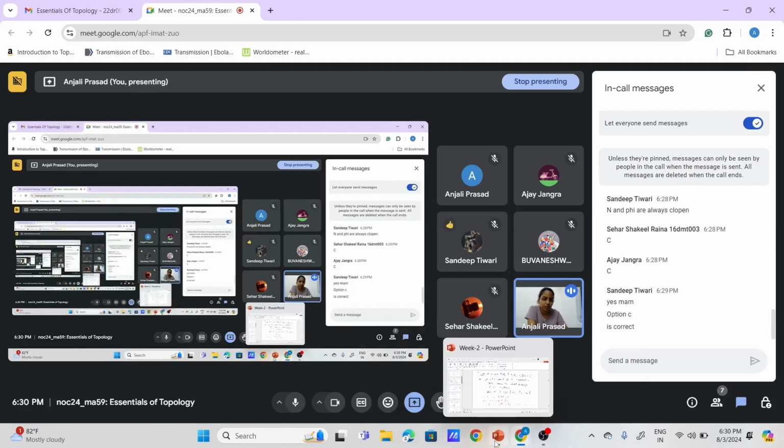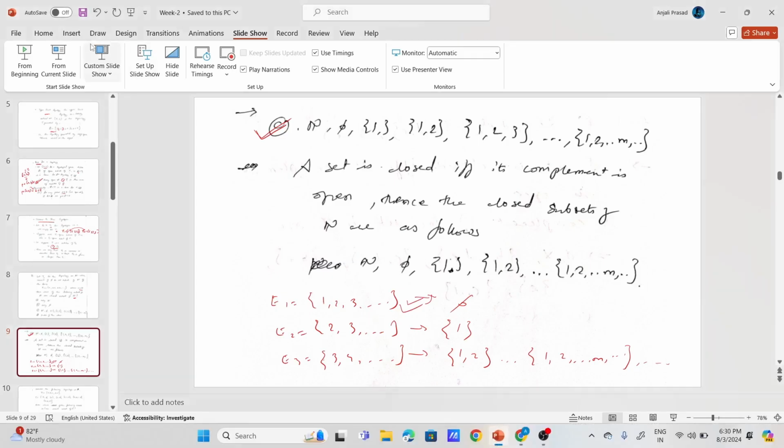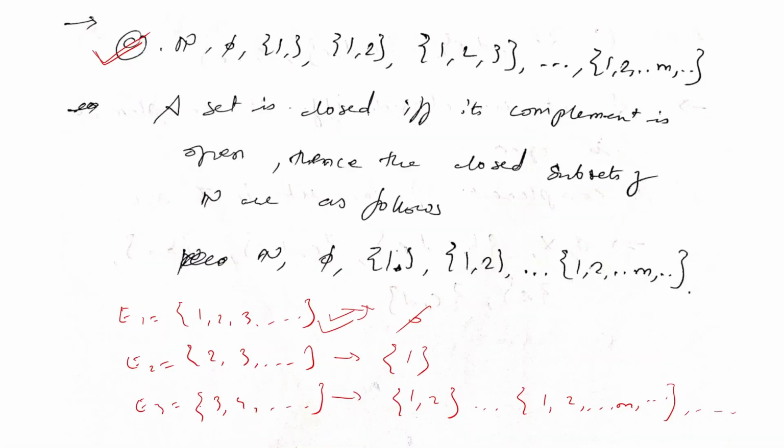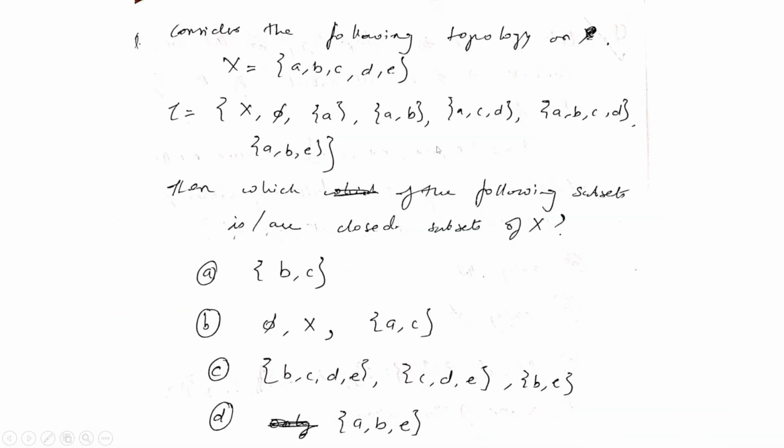Okay. So let's move to the next question. The second question is: consider the following topology on X. X is the set {A, B, C, D, E}, and we have tau as this set. It comprises X, the empty set, singleton A, then A and B, then ACD, then ABCD, and ABE. Then which of the following subsets is or are closed subsets of X?